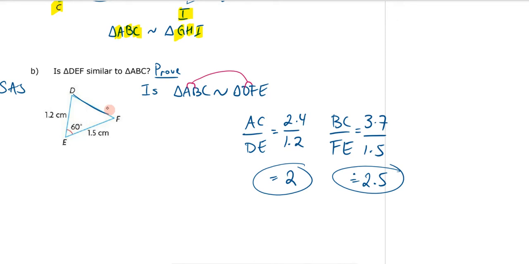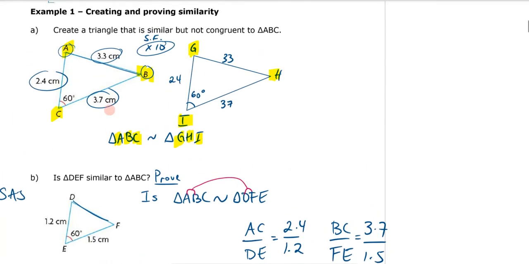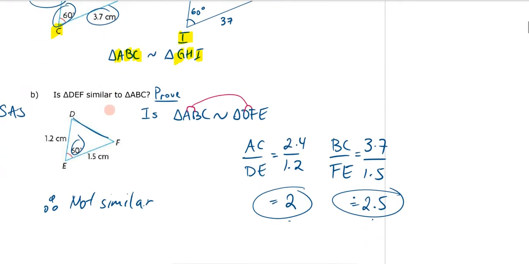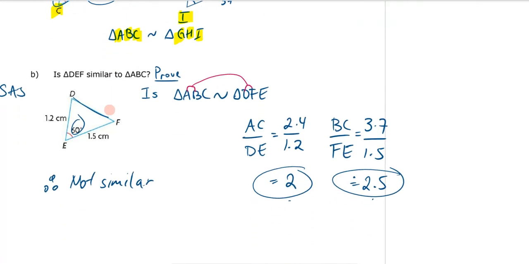Therefore, not similar. Okay, to be similar, these two numbers would have to be the same, 2 and 2, and you have your corresponding angle between them, 60 and 60, so that's okay. But the ratios of the sides, the scale factors, are not the same.